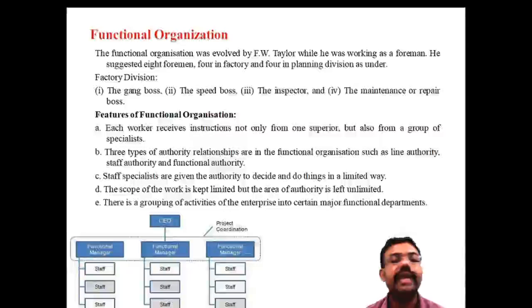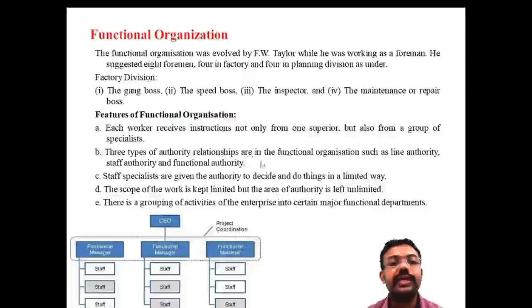Okay, and here we are discussing the important characteristics of the functional organization. This diagram shows the structure of the functional organization. There is a functional manager, and we are discussing the important characteristics. The first one is that each worker receives instruction not only from the superior but also from the group specialist. That is a strength. Each person, that means staff, gets instruction not only from the superior but also from the specialist. So specialists are appointed.